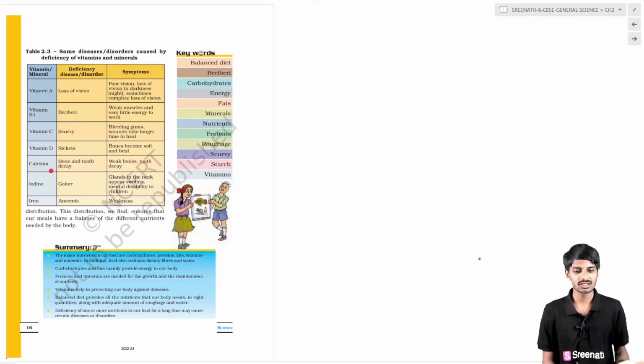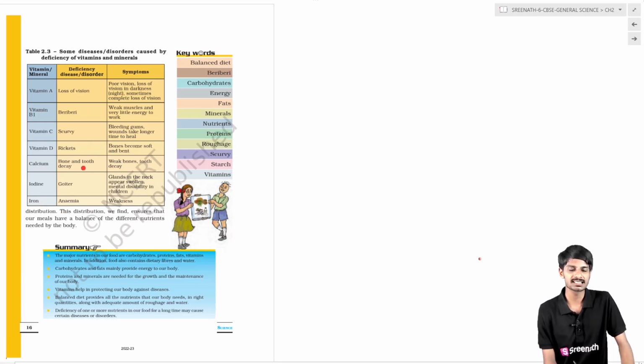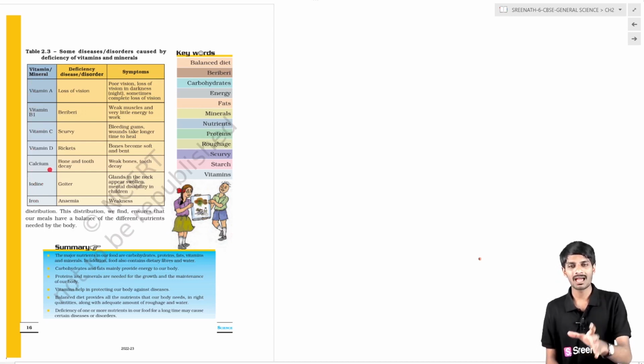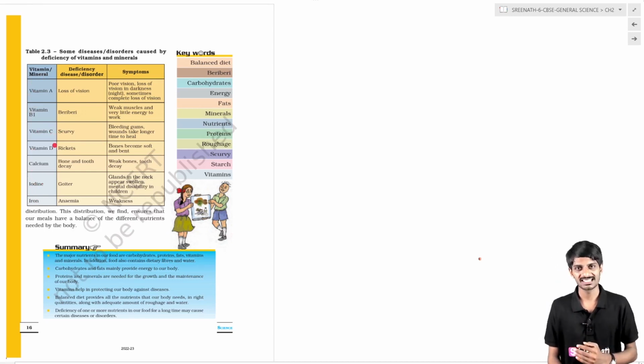If you have calcium deficiency, your bones and teeth decay. So weak bones, tooth decay. If you have iodine deficiency, then you get goiter, which means the glands in the neck area swell, and mental disabilities also occur. If you have iron deficiency, you get anemia, which means weakness, you will become very weak. So these are the deficiency diseases caused by deficiency of these nutrients. So take a balanced diet, get rid of all the deficiency diseases.